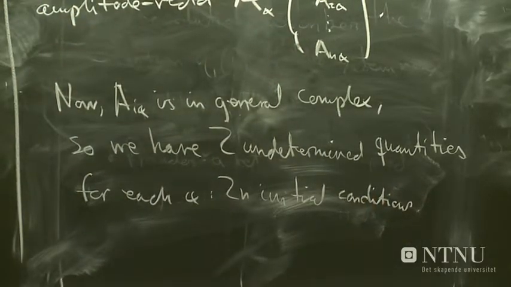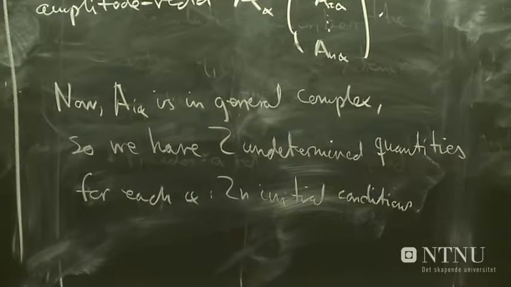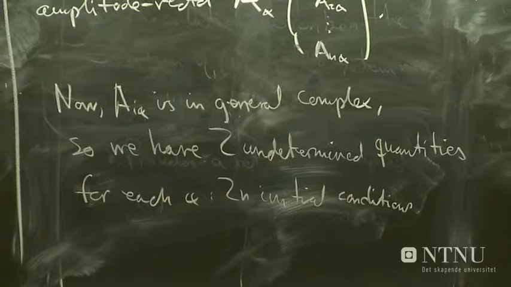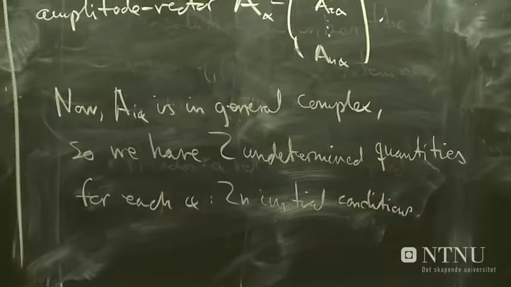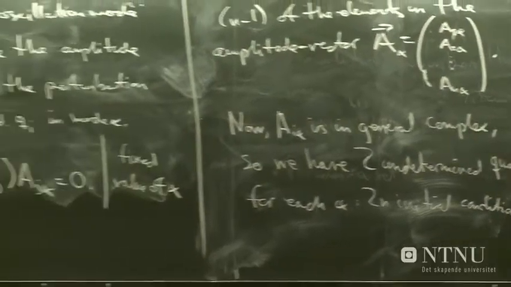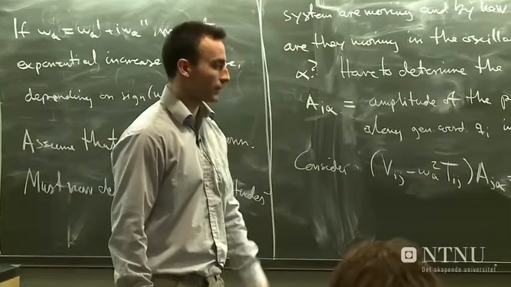So we see that since A is in general a complex quantity, meaning that it has a real part and an imaginary part, and both need to be determined, we need 2n initial conditions. And this is consistent with the fact that we need 2n initial conditions to fully solve the Lagrange equations.